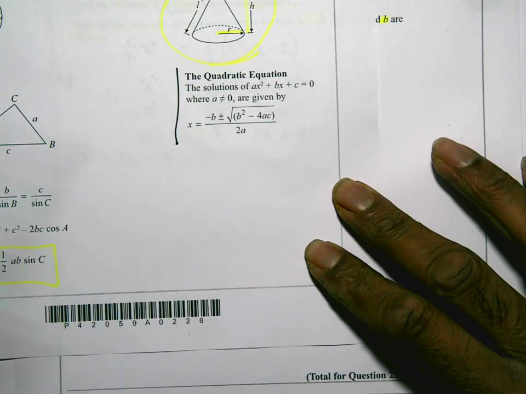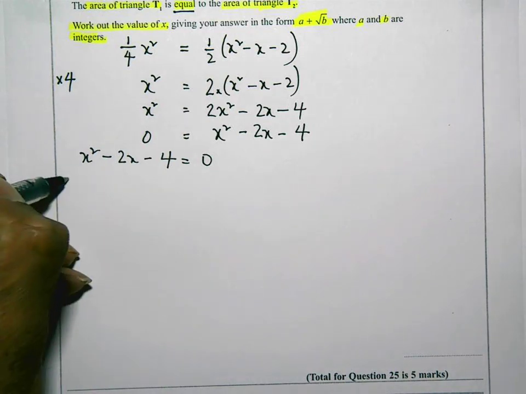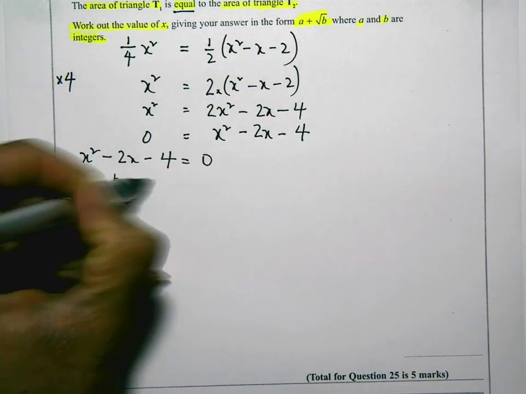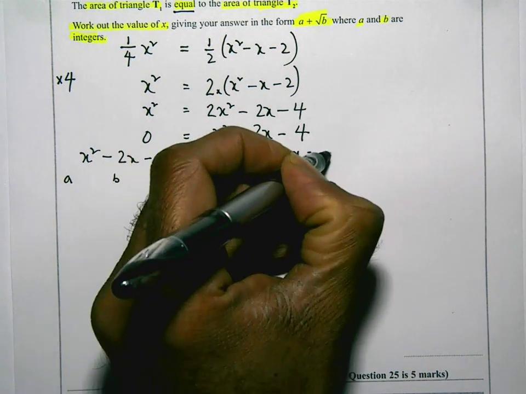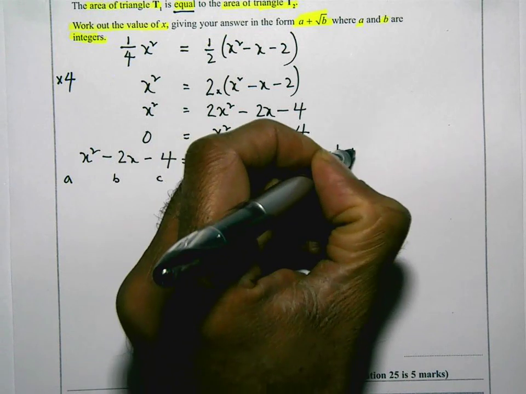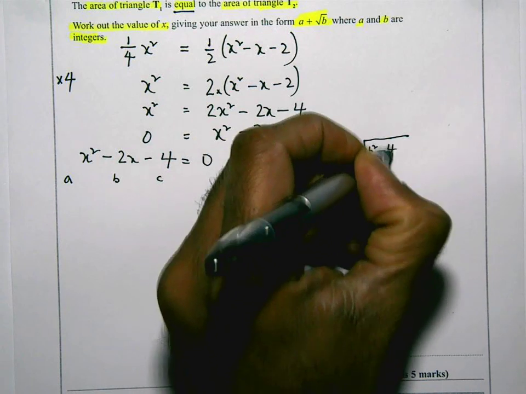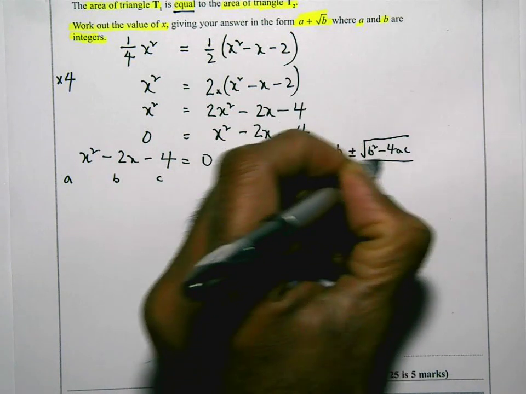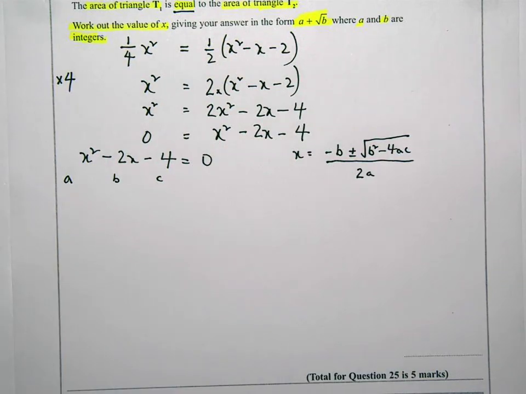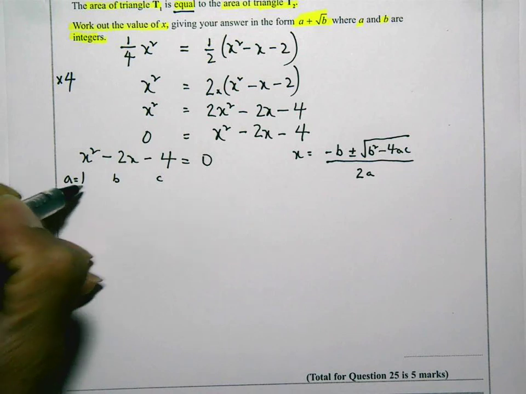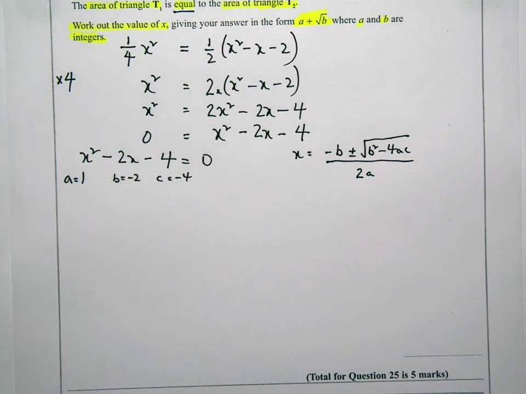Okay, so I've written that down. I need to put down what a, b, and c all are. And I know that the quadratic formula, copying it from the formula sheet, is minus b plus or minus the square root of b squared minus 4ac, all that over 2a. Okay, so a is 1, b is minus 2, and c is minus 4.